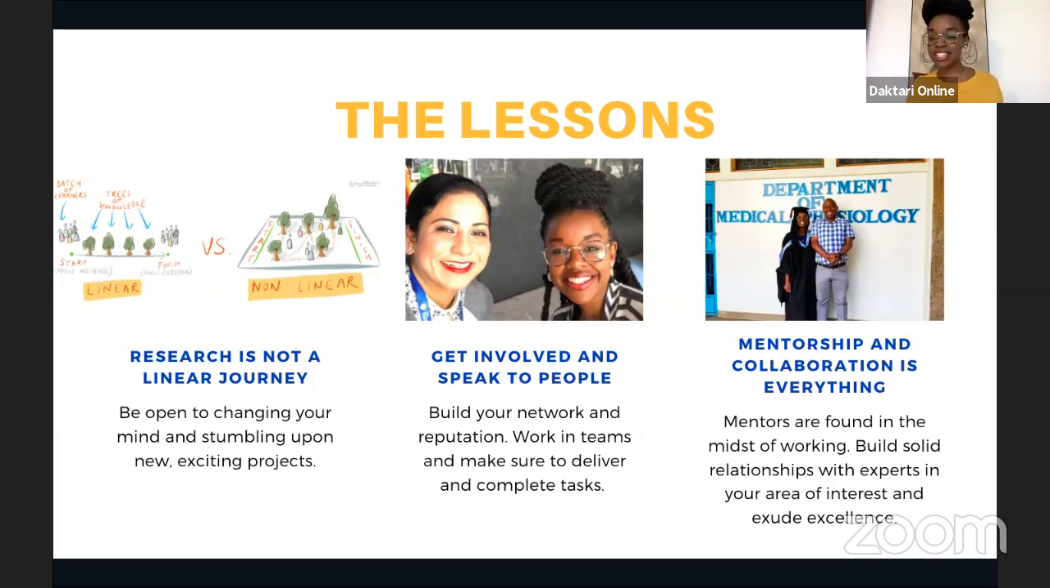Then finally, mentorship and collaboration. I'll give us the story about these two people in the pictures I am with. Mentorship is everything. This picture is with my supervisor, Dr. Wawiro, who is an incredible man and my good friend.